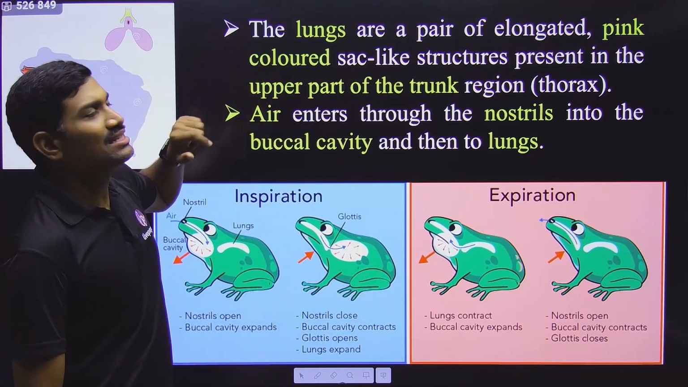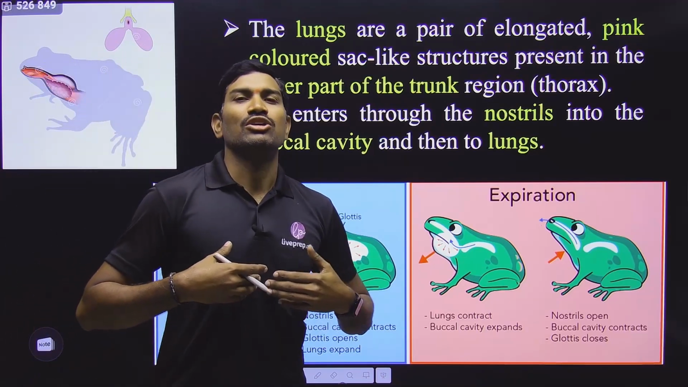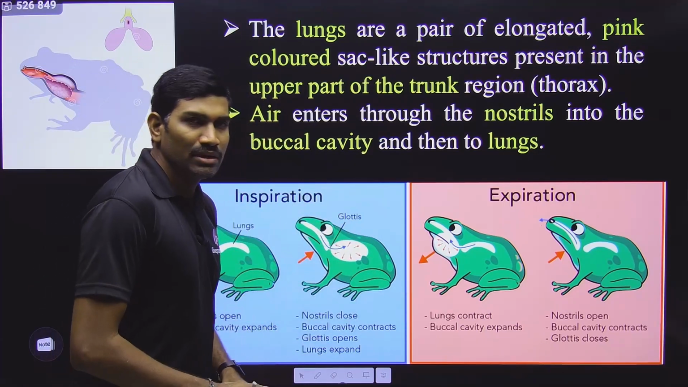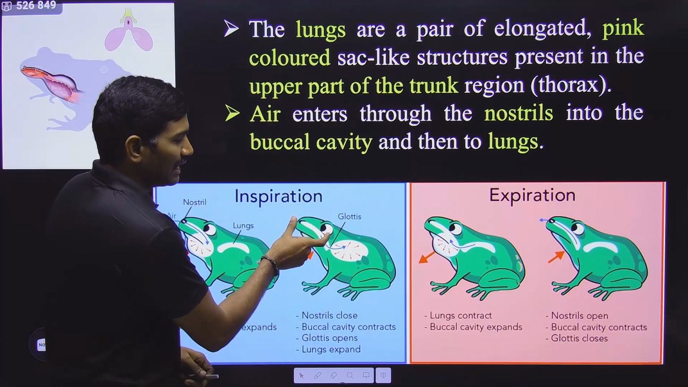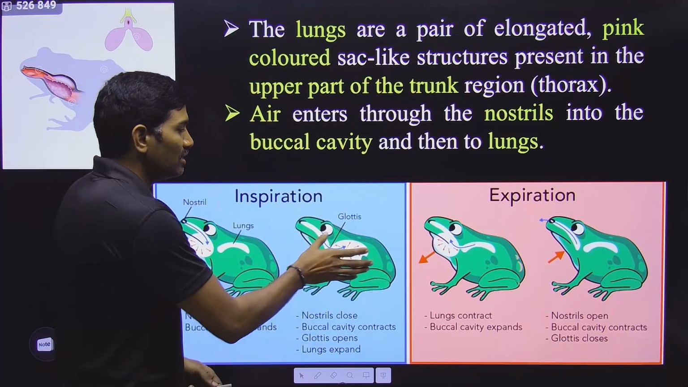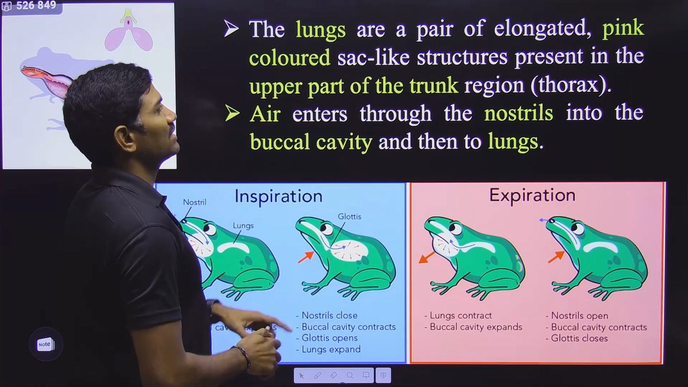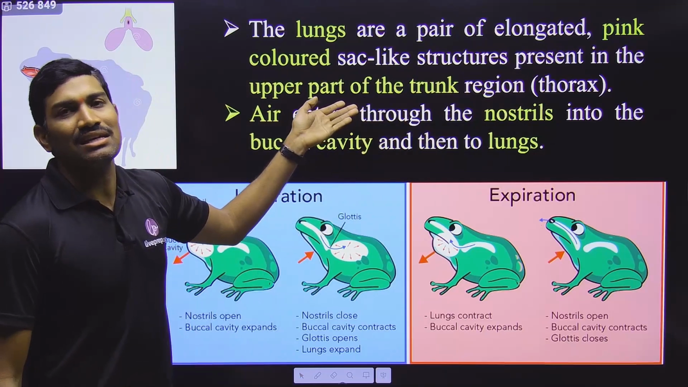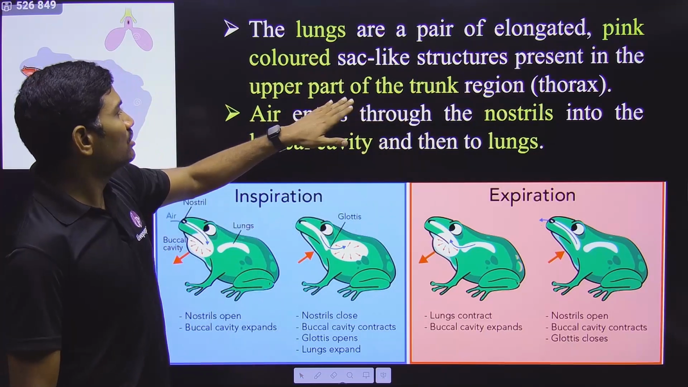Next one, where these lungs are present. In the case of human, these are present within the thoracic cavity, and here also, please remember, in the case of frog, we are using head and trunk. Yes or no? Head and trunk we are saying. So in the upper part of the trunk, that is called the thorax, there the lungs are present. Yes or no? So this is what they are saying.